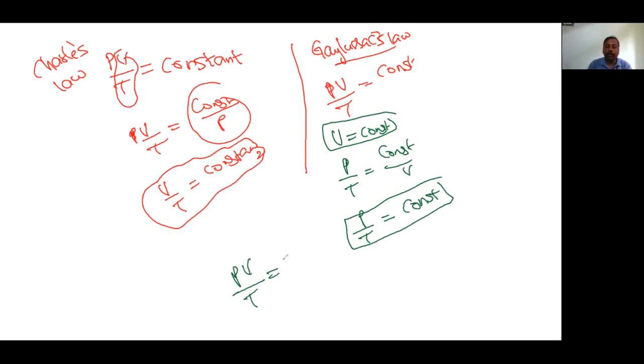So PV by T is equal to constant is the combined gas equation of Boyle's law, Charles' law and Gay-Lussac's law. We can also write it as P1 V1 by T1 is equal to P2 V2 by T2. This is the formula of the combined gas equation. Note down this.